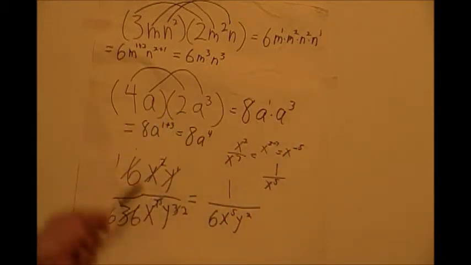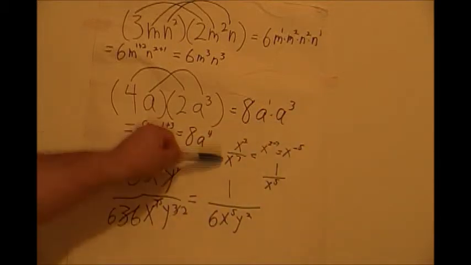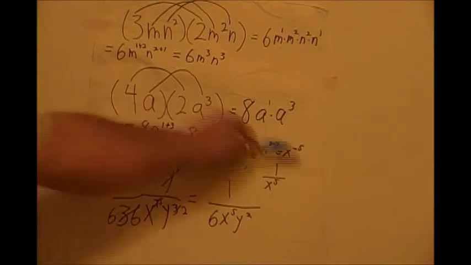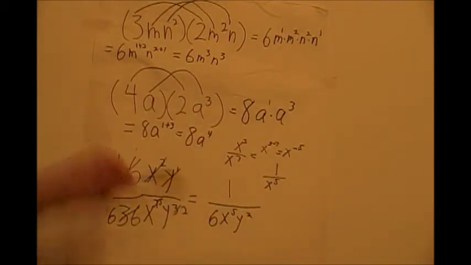Alright? So there's two ways of doing it. You can use the power rules that we've been doing, or like the quotient and the exponent rules, or you can do cancellation like so.